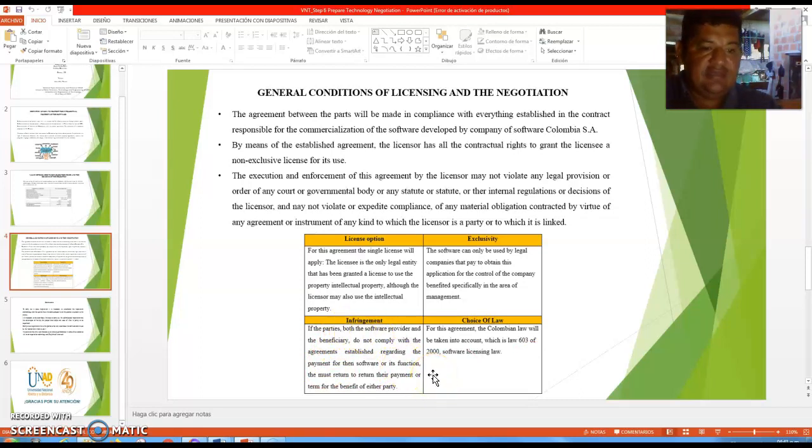If the parties got the software provided and the benefits do not comply with the agreement established regarding the payment for the software, they must return their payment for the benefit of the other party. Choice of law. Grant of Colombia law will apply in accordance with Law 603 of 2000, software licensing law.